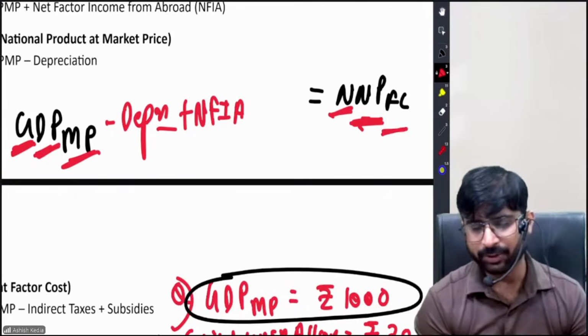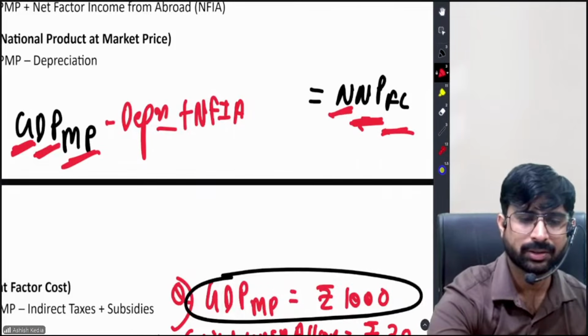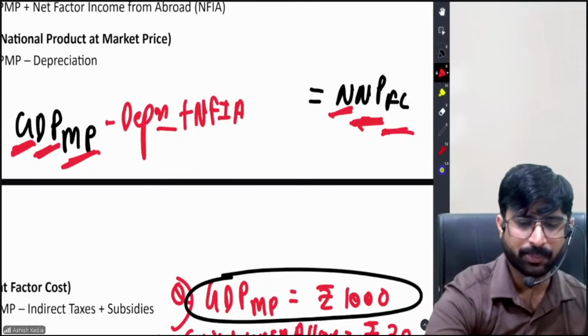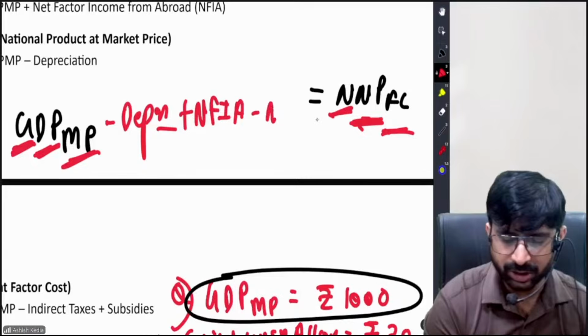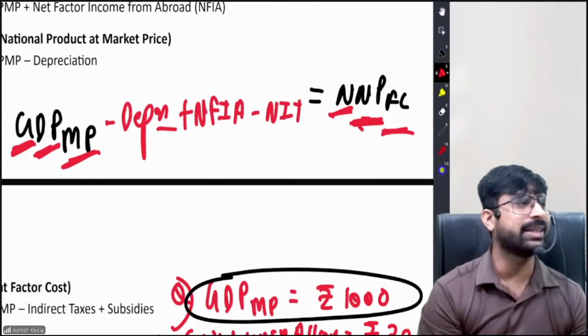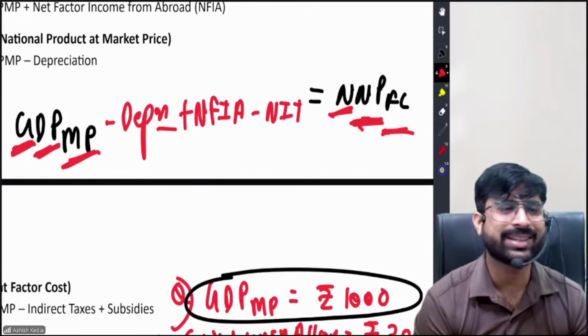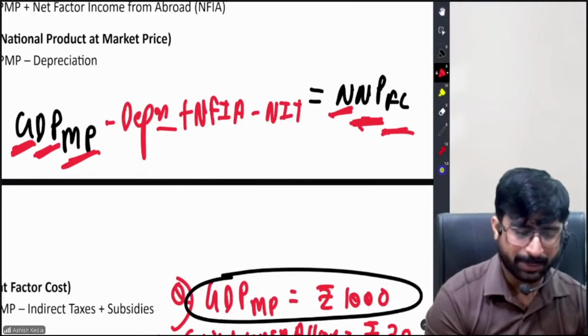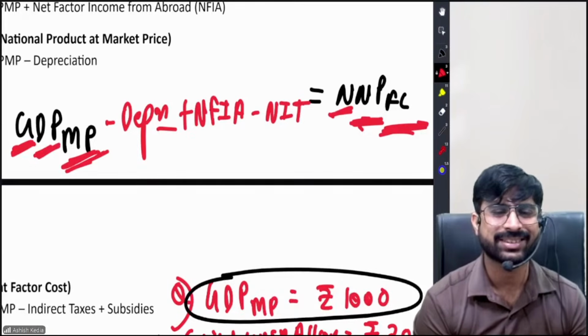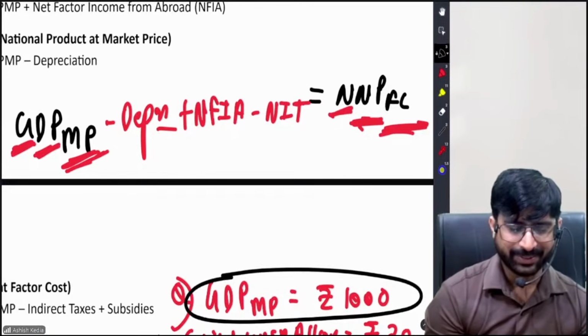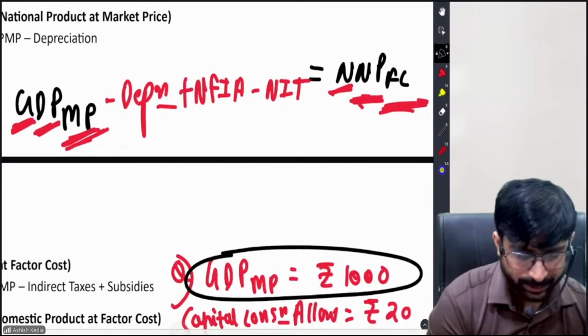Now from market price, if you want to reach factory price, what do you do? You just deduct net indirect taxes. From market price to reach factory cost, you just deduct net indirect taxes. Friends, if you do so, you have arrived at your win.